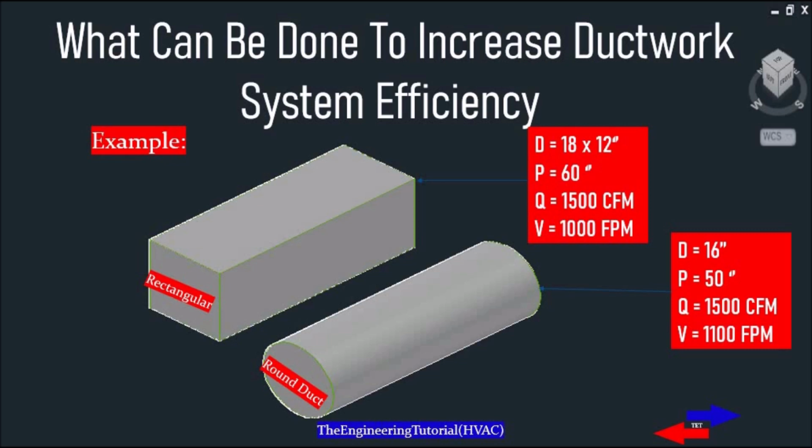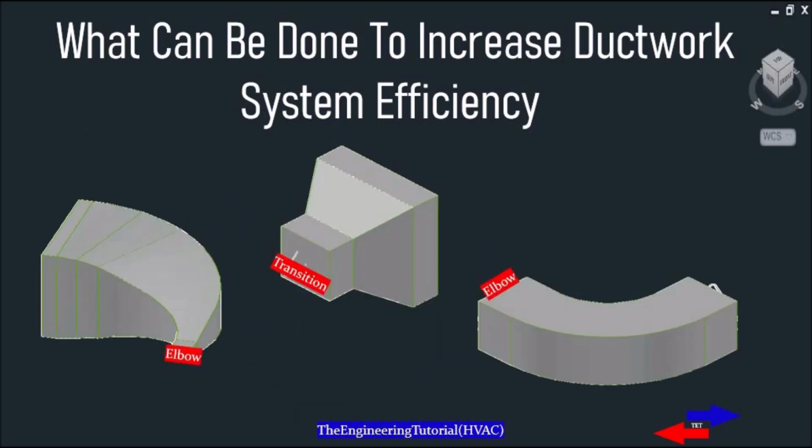Therefore, always use round duct when there is no limited space, and use rectangular duct when space is tight and limited. And the third thing we have to consider is the dynamic losses caused by fittings, which can change the airflow path's direction, and these fittings include entries, exits, elbows, transitions and junctions. So we have to use the smallest fittings possible for energy efficiency.